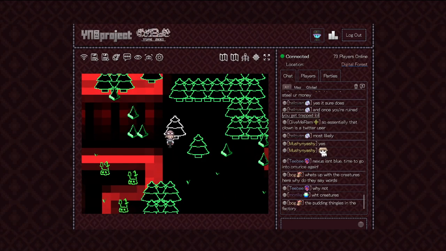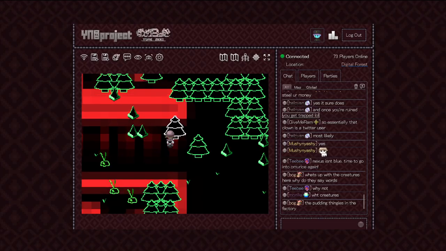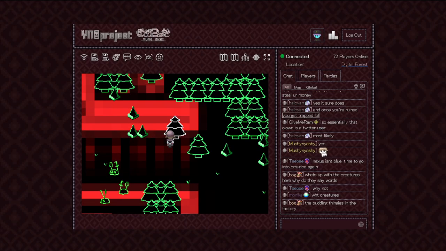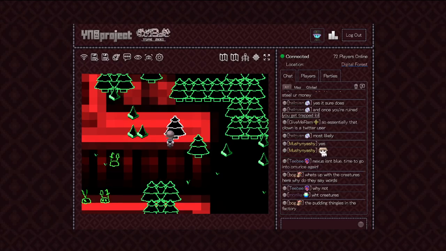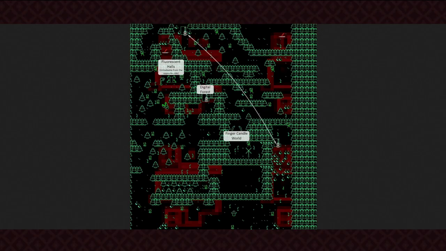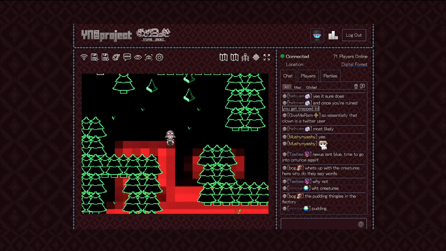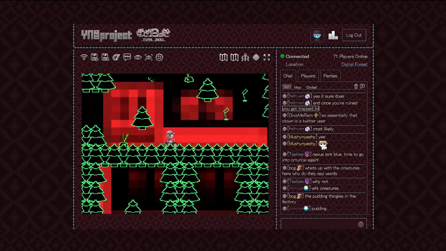There's like a grand total of four things there, and one of them is a teleport. It's a bit annoying to navigate. Okay, I need to go to... What did that say? Finger Candle World? Oh, looks like Finger Candle World to me. Okay, so I need to head to the other half. I guess I just go straight down until I get to the bottom of the map and then go right from there.